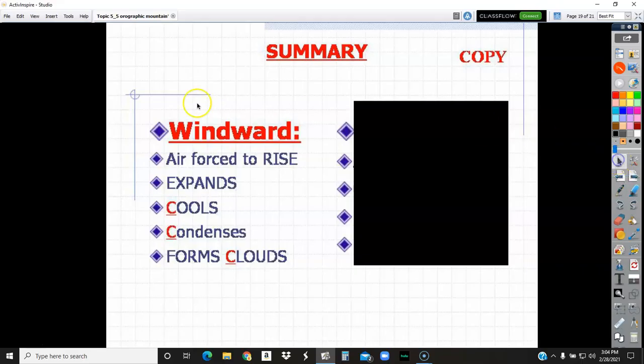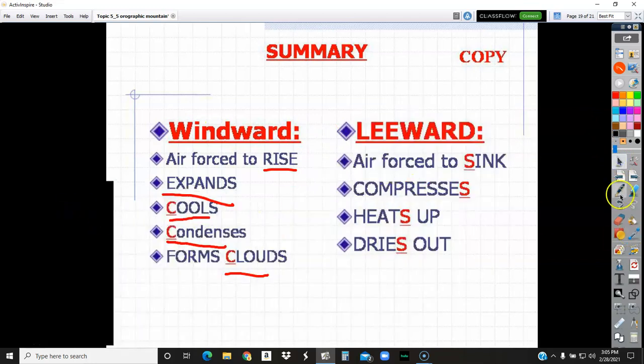So just to sum up here, on the windward side, the air is rising, expanding, cooling, and condensing to form clouds, right? You get a lot of rain and a lot cooler conditions on the windward side. And then the leeward side is the opposite. The air is forced to sink. It's compressing. It's going down the mountain. Right? There's your mountain range. So it's coming down the mountain. It's sinking. It's compressing. It's getting hotter. It's heating up. And it's drying out. All on the leeward side.